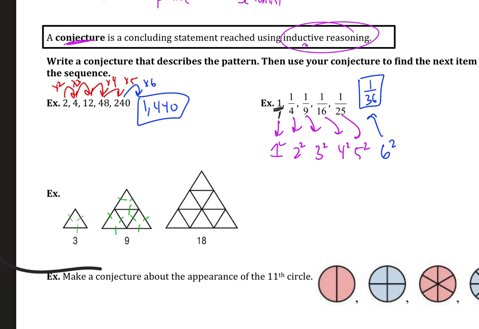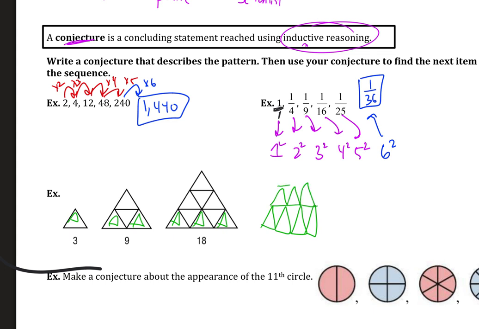Now, it also looks like I'm adding to the bottom, right? So this one has one triangle on the bottom. This one has 2 triangles, right side up. This one has 3. So the next one has to have 4 triangles on the bottom.